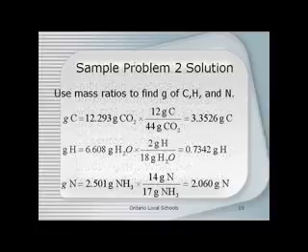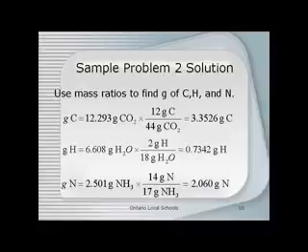We're going to use the mass ratios to find the grams of carbon, hydrogen, and nitrogen. Our grams of carbon, simply 12.923 grams of carbon dioxide times the mass ratio of 12 grams of carbon for every 44 grams of carbon dioxide gives us 3.3526 grams of carbon. For our grams of hydrogen, it was 6.608 grams of water times the mass ratio of 2 grams of hydrogen for every 18 grams of water, which gives us 0.7342 grams of hydrogen.